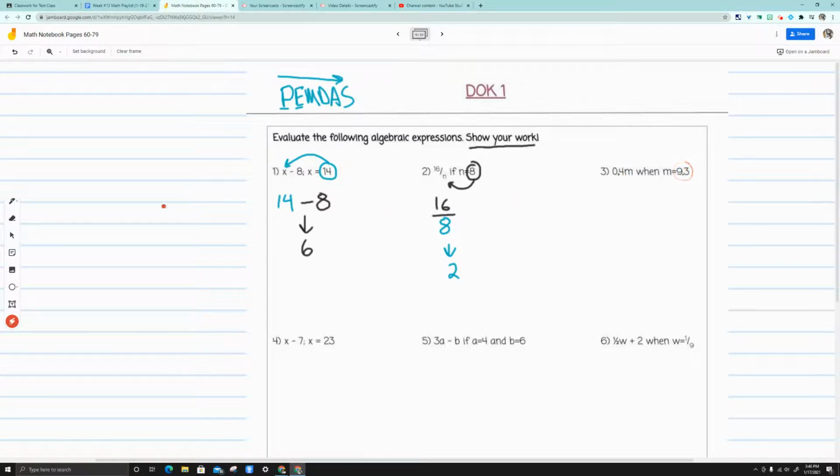And of course, our variable is 9 and 3/10. So what we're going to do is we're going to plug in this 9 3/10. This is what m equals. And we're going to plug it into the m there. So I'm going to rewrite this as 0 4/10 times 9 3/10.